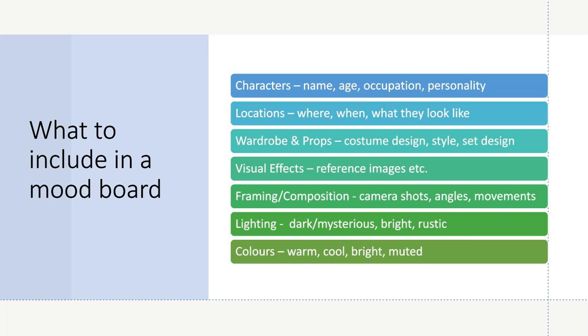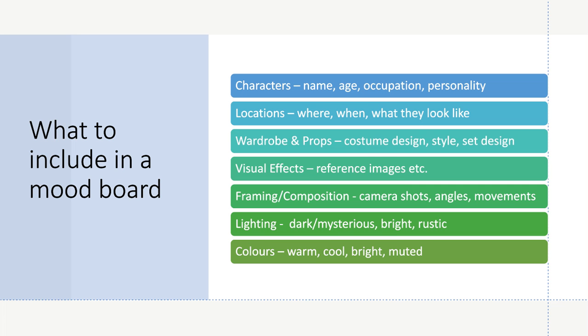Visual effects could be like special effects, like if it's live action or is it animated or whatever. And framing composition is really important because otherwise you wouldn't know what you want. You wouldn't be able to plan out how you want your shots to look and what angles you're going to use for your film. And lighting is very important because you want to know if it's dark or mysterious or if it's bright or whatever.